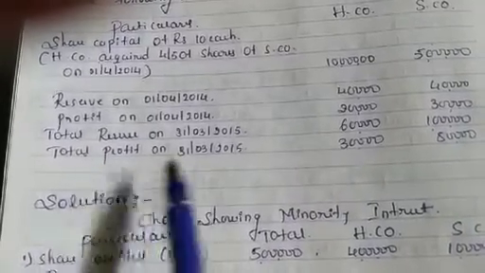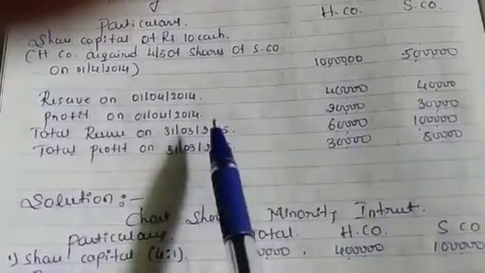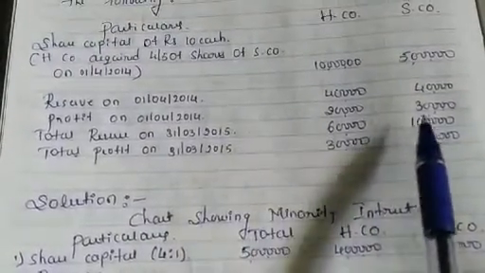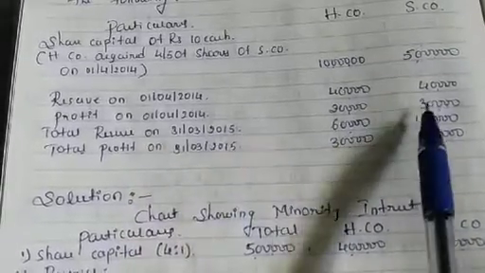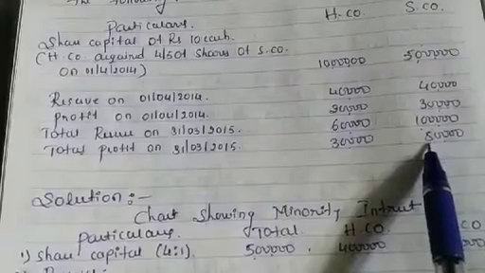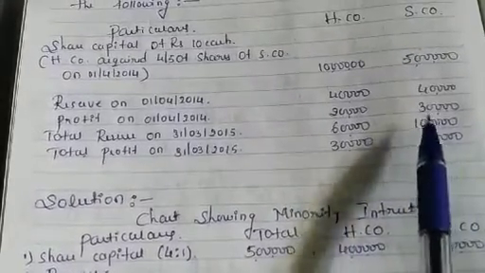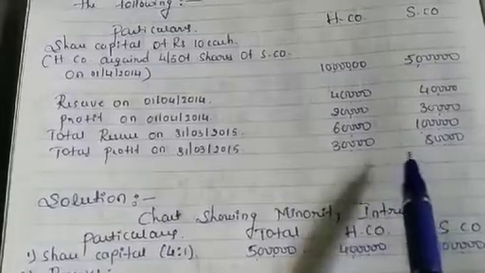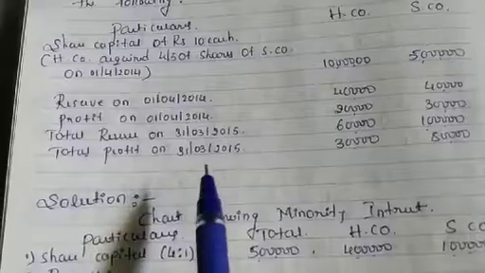Similarly, the total profit they have given is 80,000, and the pre-acquisition profit already given is 30,000. Among the 80,000 we have to deduct 30,000, and the remaining 50,000 is going to be treated as the post-acquisition profit.